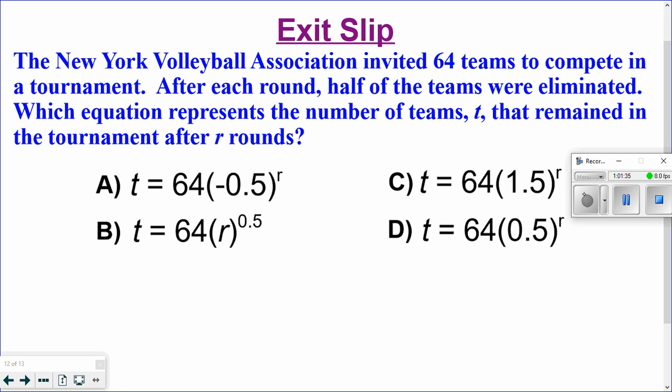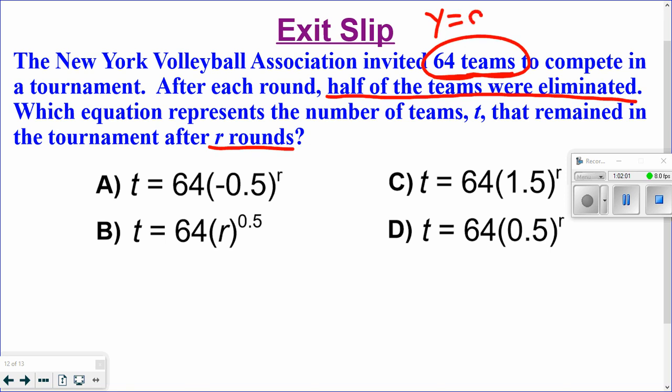And press pause now. All right, so let's just go over this because this is a really good one. The New York Volleyball Association invited 64 teams to compete in a tournament. After each round, half the teams were eliminated. So let's just start with the 64. That is the initial amount of teams. So what did we say? Remember, this is the formula.